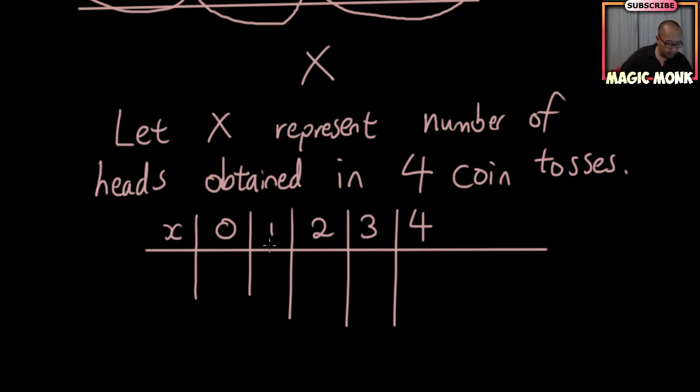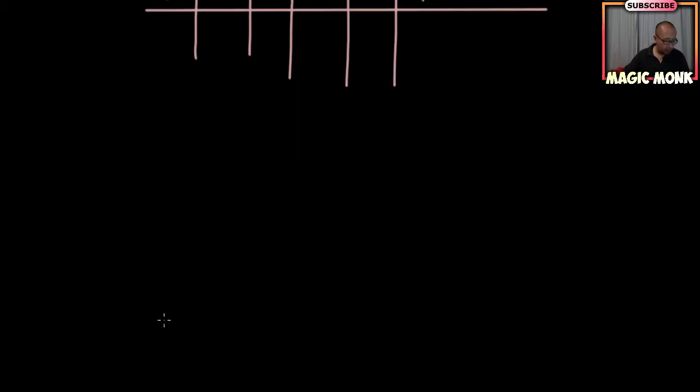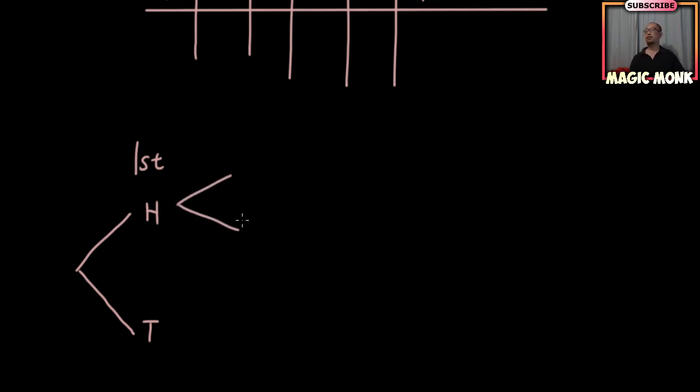Okay, so we have a probability of getting, actually let's just draw a tree diagram first. So let's just go first toss. You can either get a head or a tail. That's from your first toss. And then let's say you do it again. Second toss.